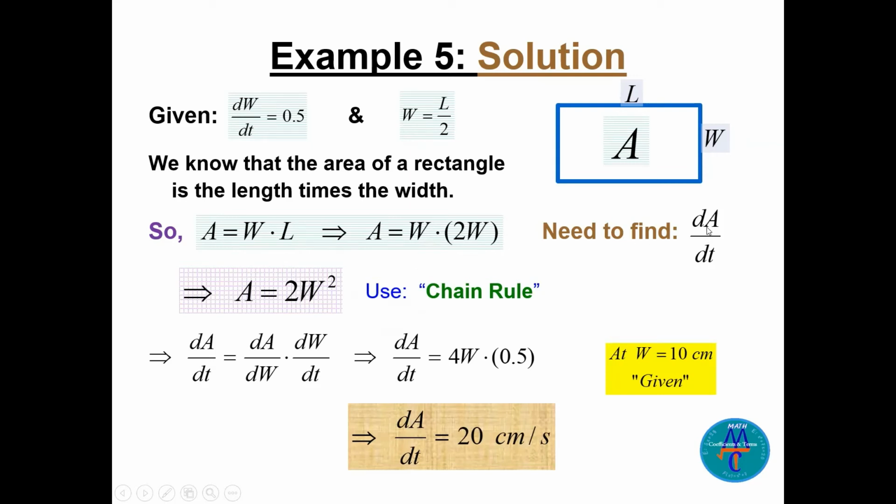What do we need? The rate of change of the area with respect to time. Let's use the chain rule. dA over dt is equal to dA over dW times dW over dt, because W is changing also by time. We need dA over dW, find the derivative here for W, times dW over dt, which is given as 0.5, which is half. At W equals 10, so put 4 times 10 times half, and dA over dt will be 20 centimeters per second.